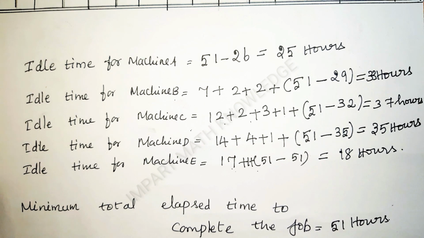In this way, you have to find the minimum total elapsed time to complete the jobs for any number of machines. Whatever the number given, you have to convert those machines into a 2 machines problem, and then you have to find the sequence. After that, you have to find time in and time out for all the machines. Then you have to find the minimum total elapsed time to complete the jobs.